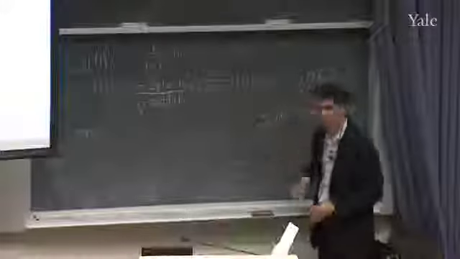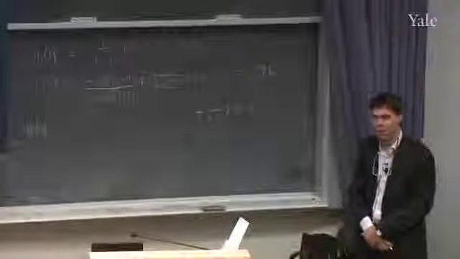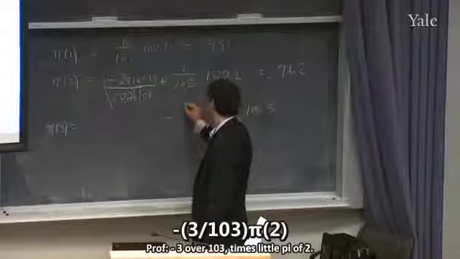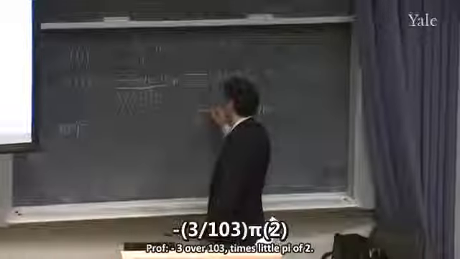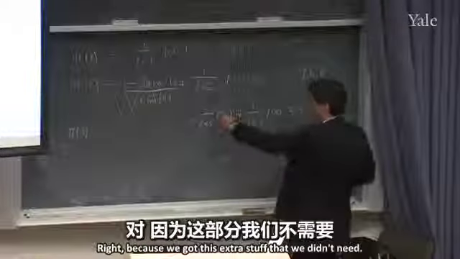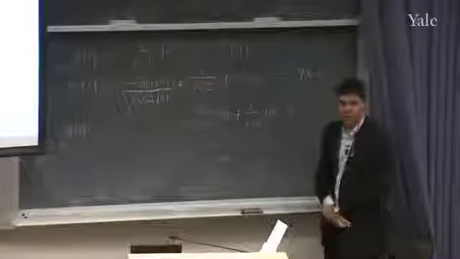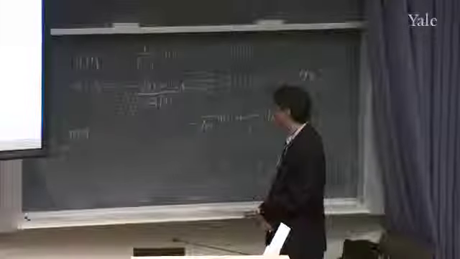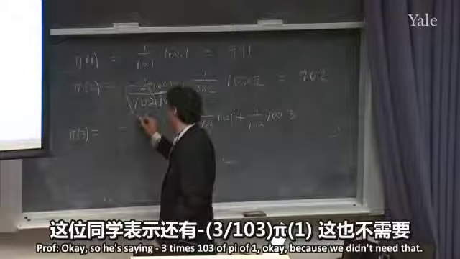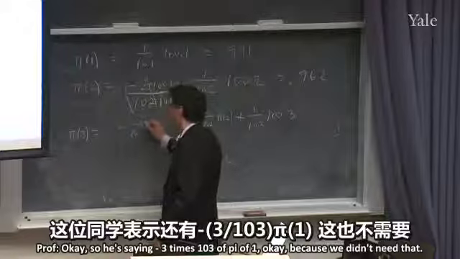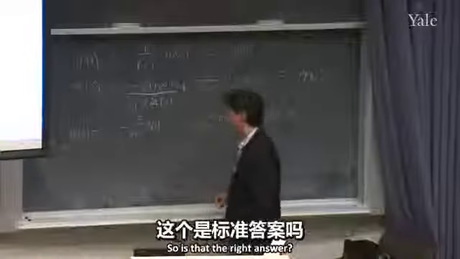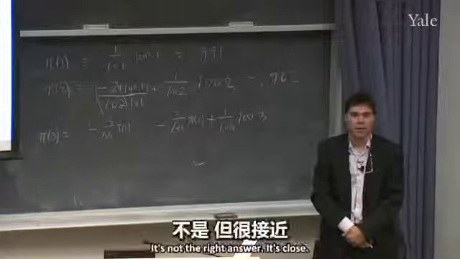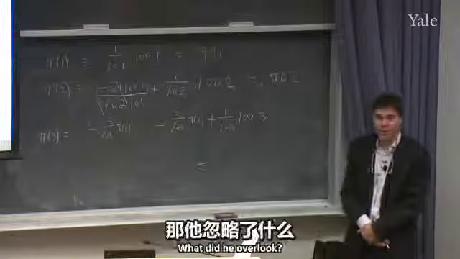But then what else? Minus 3 over 103 times little pi of 2, right? Because we got this extra stuff that we didn't need. Minus 3 over 103 of little pi of 1. Okay, because we didn't need that. So is that the right answer? It's not the right answer, but it's close. So what did he overlook?